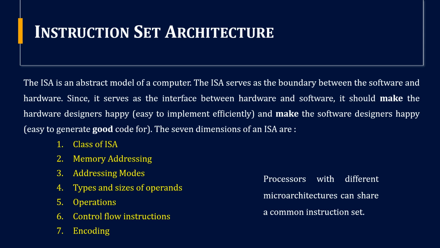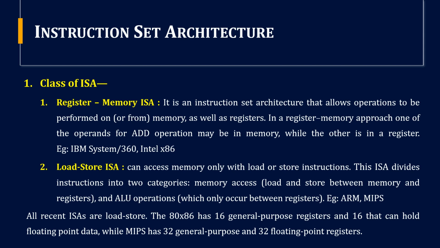The 7 dimensions of an instruction set architecture are classes of ISA, memory addressing, addressing modes, types and size of operands, operations, control flow instructions, and encoding. Let us look into these 7 dimensions in detail. First, let us look into the classes of ISA.